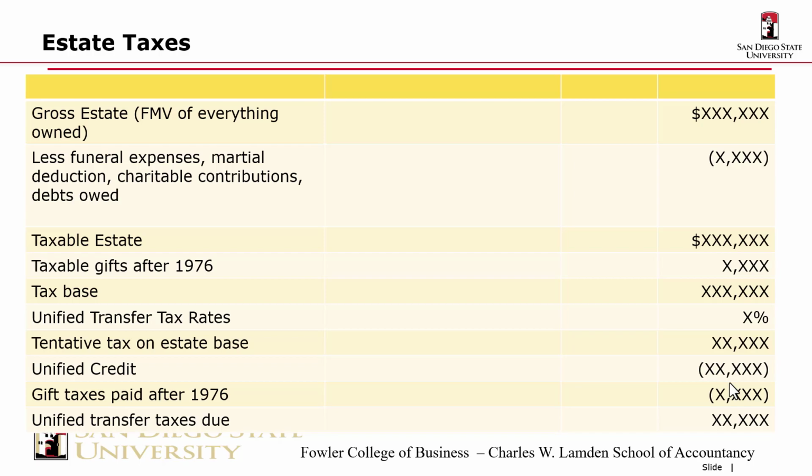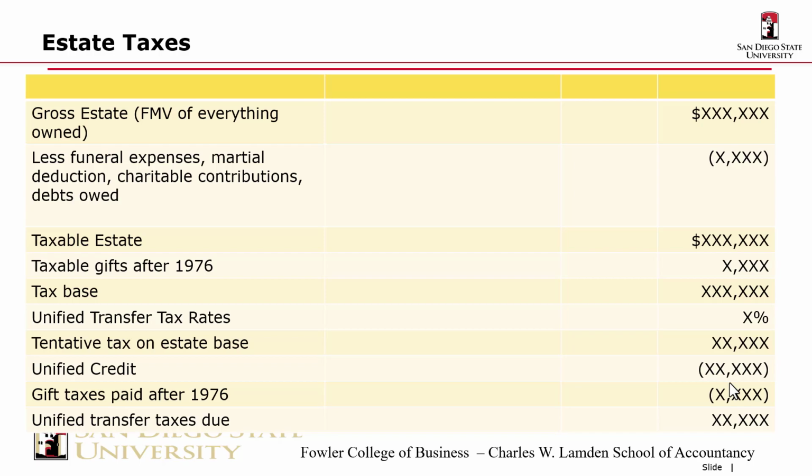That gives you your taxable estate. To that, you add all the gifts you've made since 1976. And remember, this is a unified transfer tax. So we're going to add together all the gifts you've made, so gifts you made while you were alive and the gifts you made while you were dead. That's your tax base, right? Think of that as your total lifetime gifts.